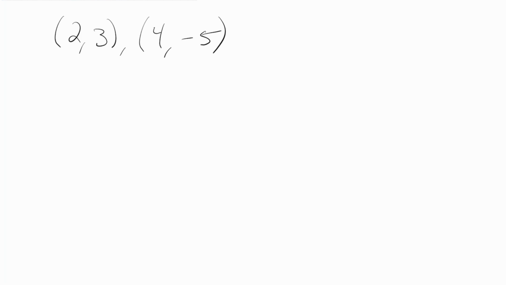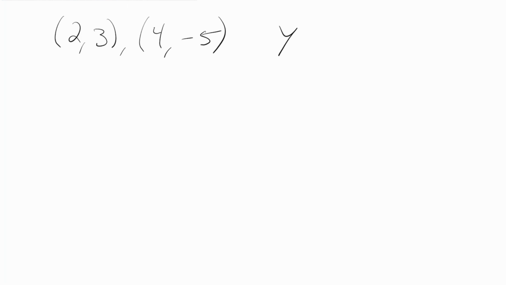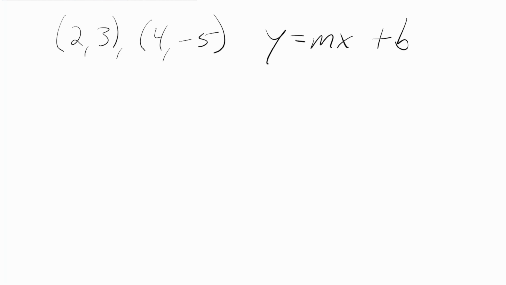So the 2 points we've been given in this problem are (2, 3) and (4, -5). First, let's talk about what you need for the equation of a line. Well, you need to start with the formula, the slope-intercept formula, y = mx + b. We know that we have the full equation for a line when we have the m and the b filled in, because m is the slope and b is the y-intercept.